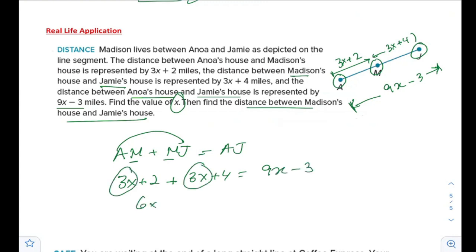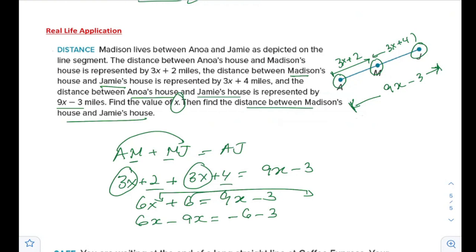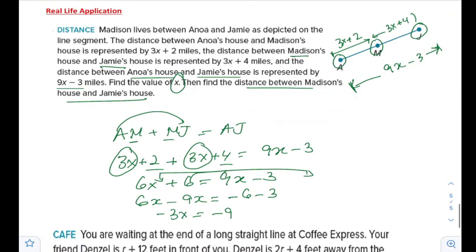3x plus 3x, 6x. 2 plus 4, 6. Try to simplify as much as you can. Now x is together, numbers together. So 6x minus 9x is negative 6 minus 3. Negative 3x is negative 9. And when you divide by minus 3, x is 3. This is part 1 that he's asking about.